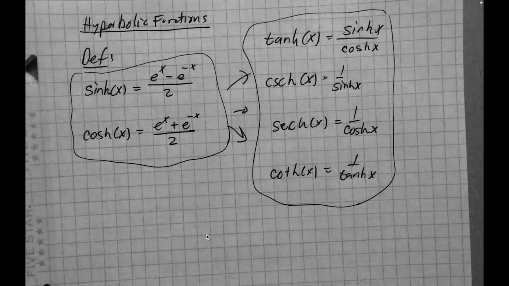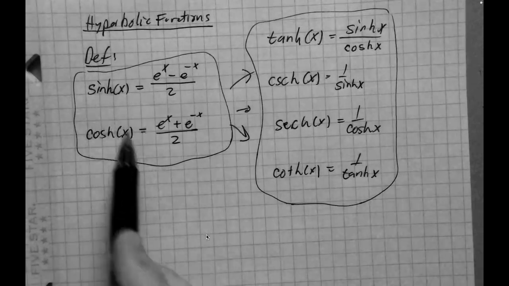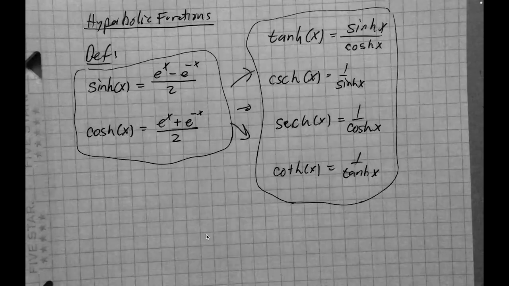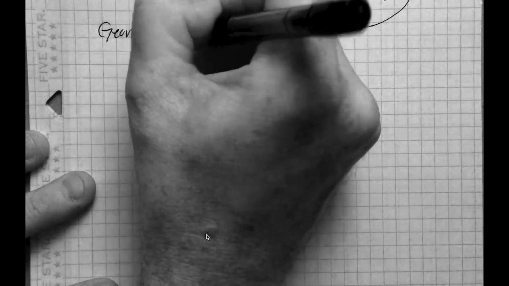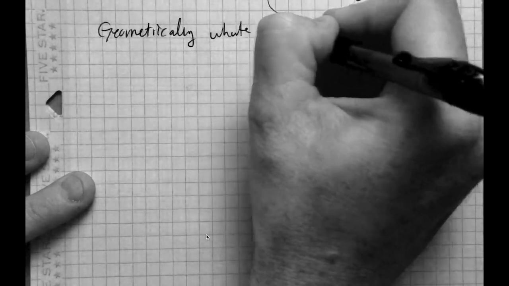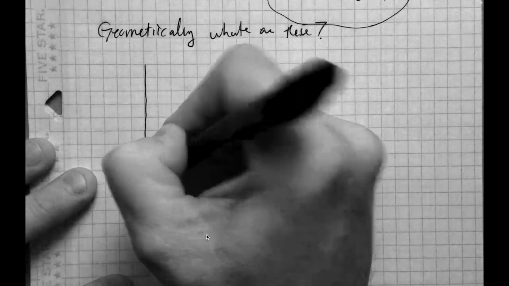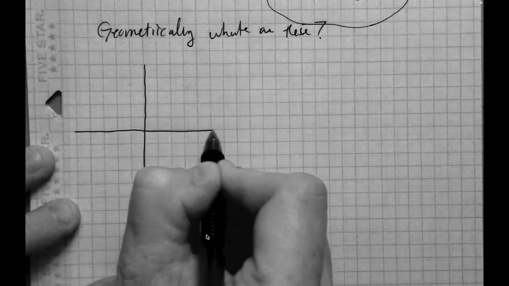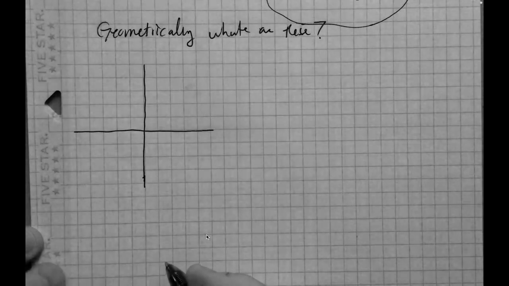Now let's visualize these first two, just set it up a little bit so that people can get some sense for what these things are. So geometrically, what are these? Let's start with the sine function. I'll try to draw decent pictures here. It's helpful if you can see them. So we'll start with the hyperbolic sine over here.